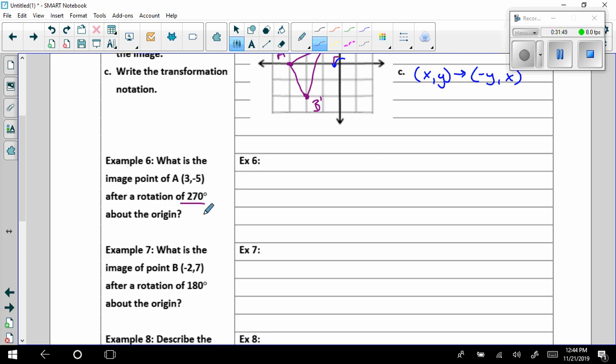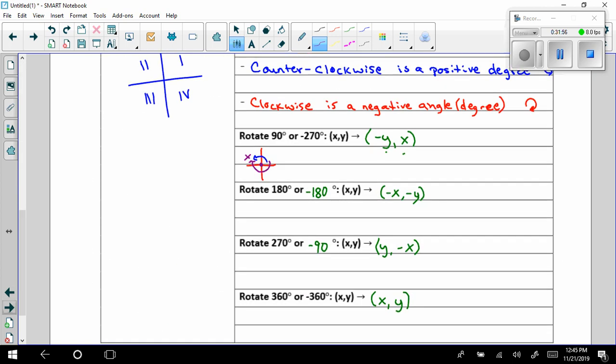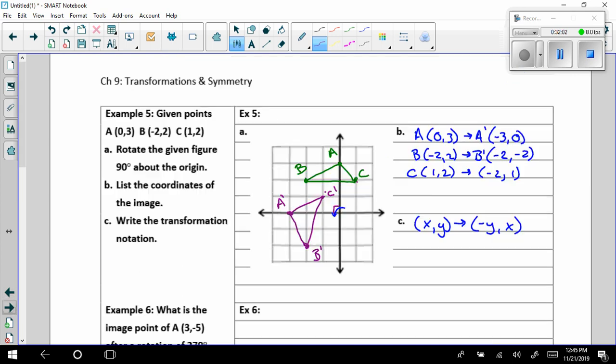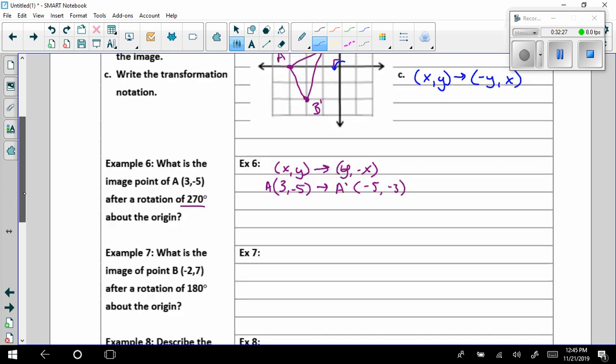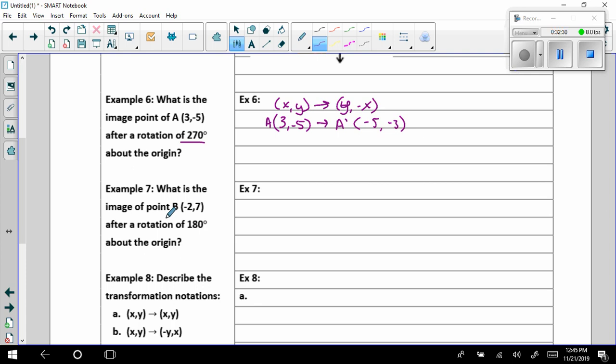And so rotation 270 about the origin. Again, looking at those rules, saying, okay, well, 270, x and y flip places, x changes signs. So x, y goes to negative y, negative x, sorry. And so 3, negative 5 for A goes to A prime at negative 5, negative 3. Or looking at what happens, what is the image point after 180? Go ahead and try this one on your own.